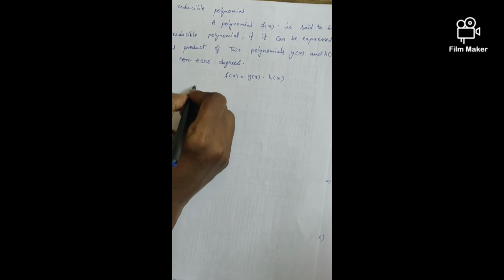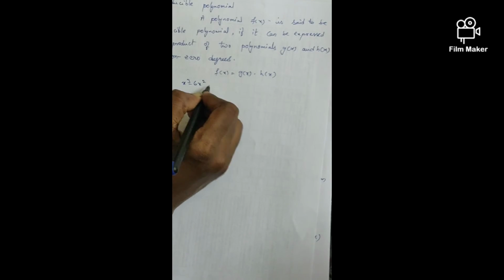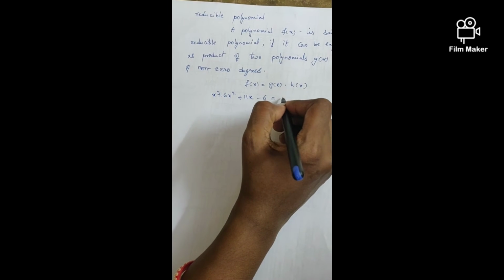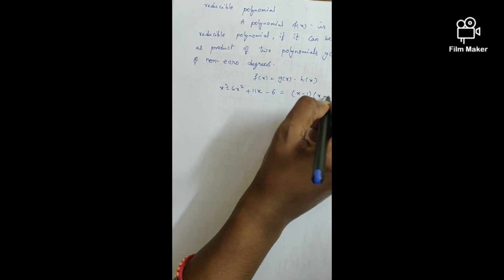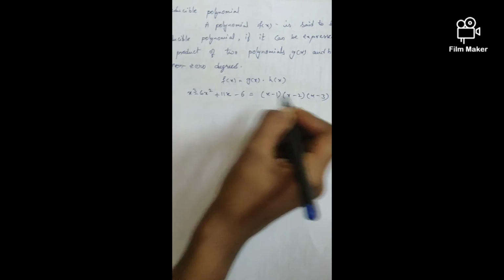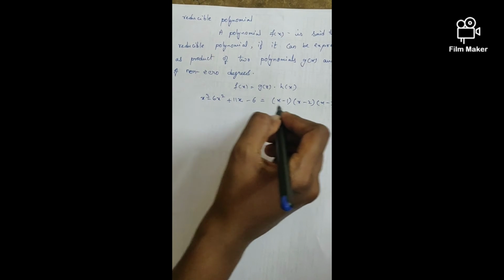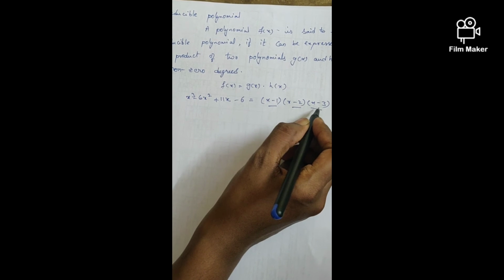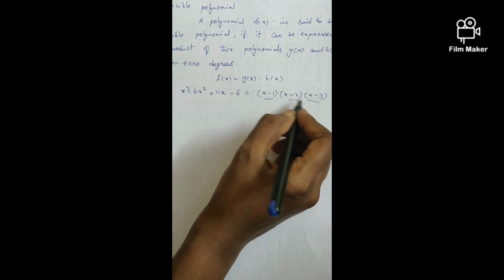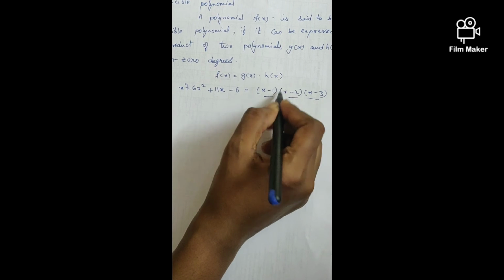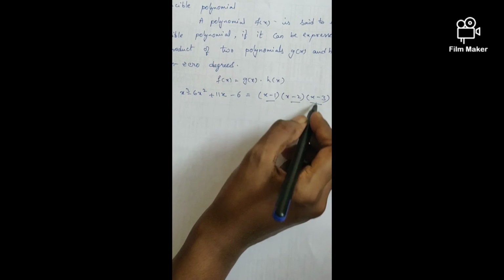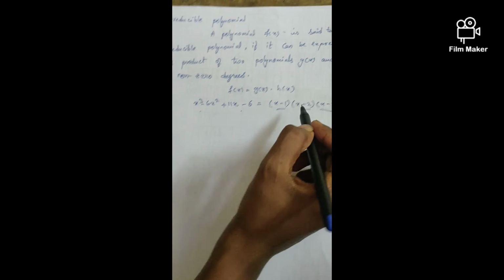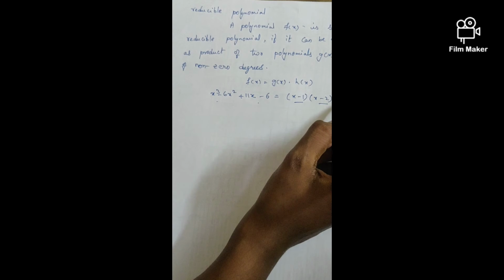For example, x cube minus 6x square plus 11x minus 6 is reducible to x minus 1 into x minus 2 into x minus 3. This polynomial is expressed as a product of three polynomials. These three polynomials are of non-zero degrees. Here the degree is 1, here also degree is 1, and the degree of this one is also 1. So the polynomial is expressed as a product of three polynomials.